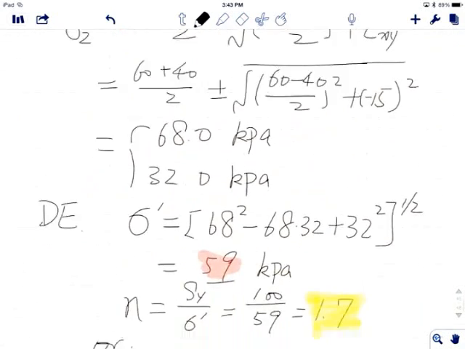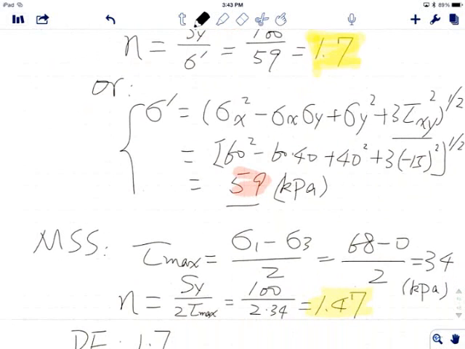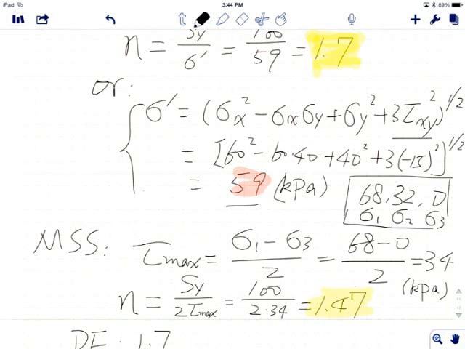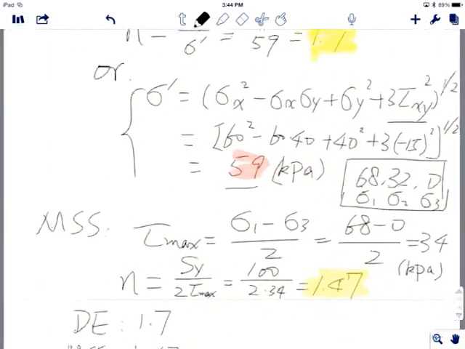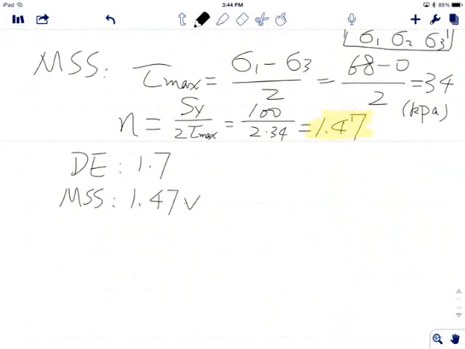Because sigma 1 and sigma 3 are the maximum and minimum. And you have 68, 32, and 0, which correspond to these three numbers, right? So therefore, sigma 1 minus sigma 3 should be equal to 68 minus 0. Thank you for bringing that up. I apologize for the confusion. Alright, so this number is smaller, therefore it makes sense because it's more conservative, right? Okay.